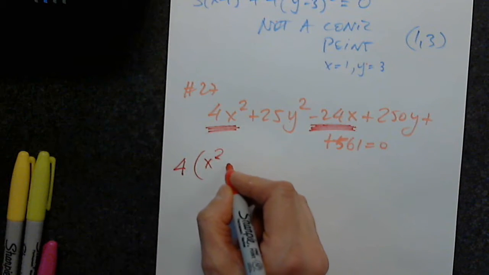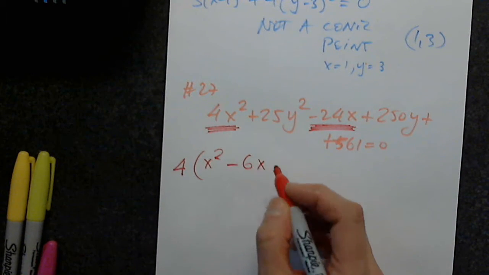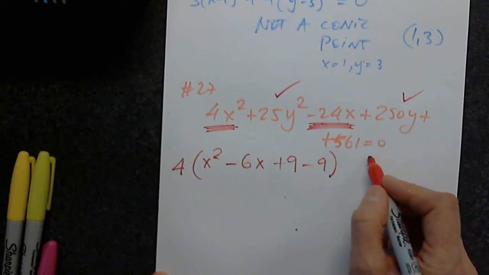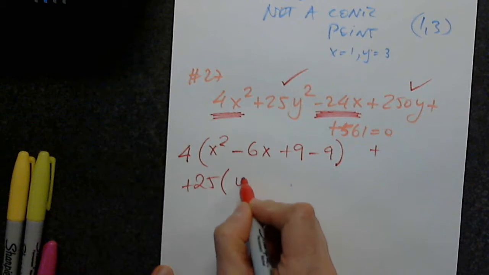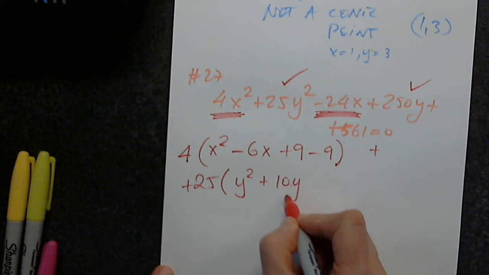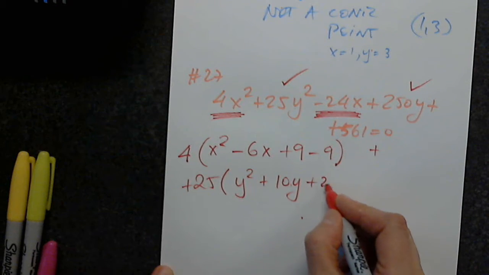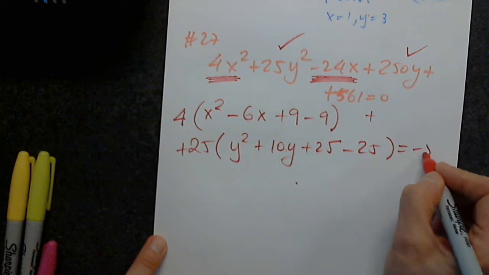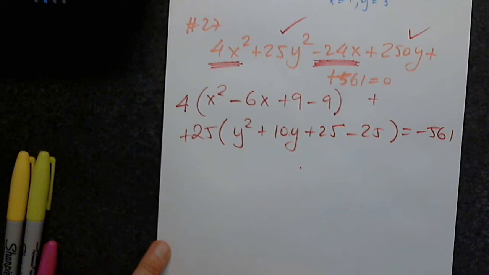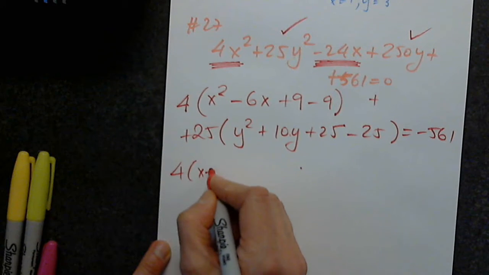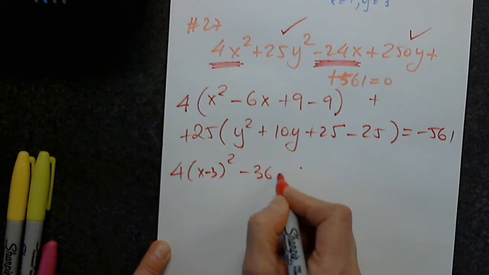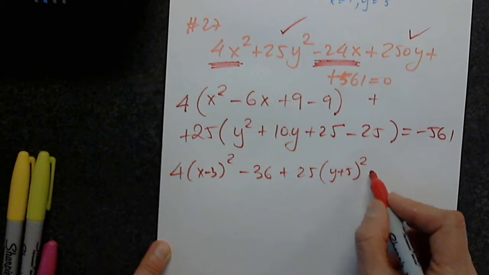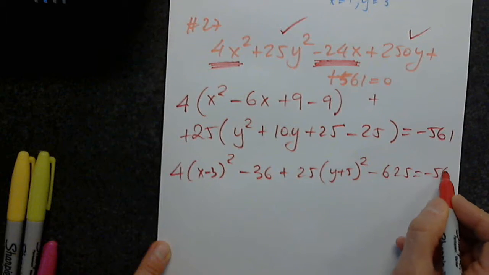You got x squared minus 6x, and then you added 9 and subtracted 9. Now for these, you factor out 25 and you got y squared plus 10y, divided by 2 and squared. I'm sure you added 25 and subtracted 25. And then you move this constant to the other side. So this becomes 4 times x minus 3 squared minus 36, plus 25 times y plus 5 squared minus 625, equals negative 561.